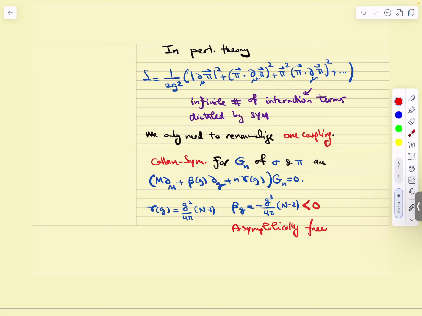Think about n equal 2. So what happens at n equal 2? The beta function vanishes. What are the possibilities? It's possible that the theory is actually a CFT at that point. However, a more likely scenario is that it vanishes only at one loop. You have to go to higher orders. This was a one loop calculation.